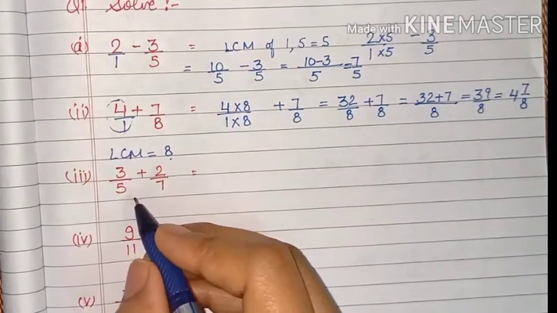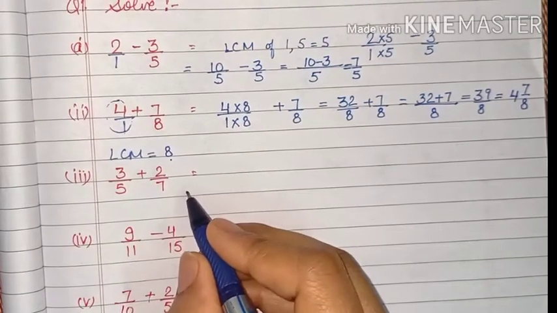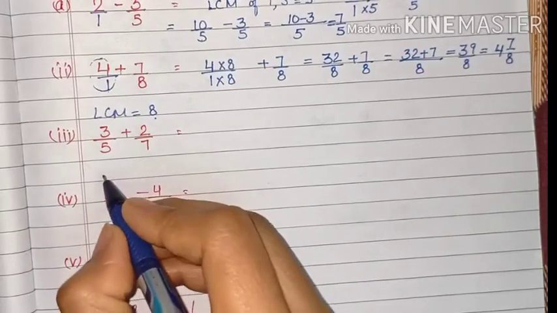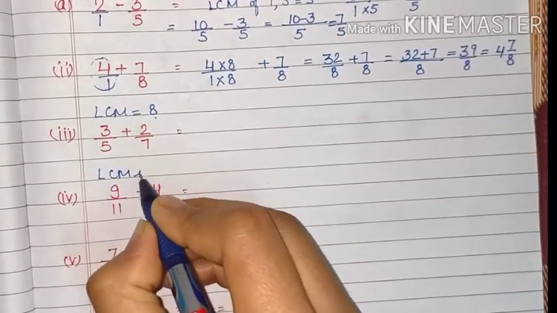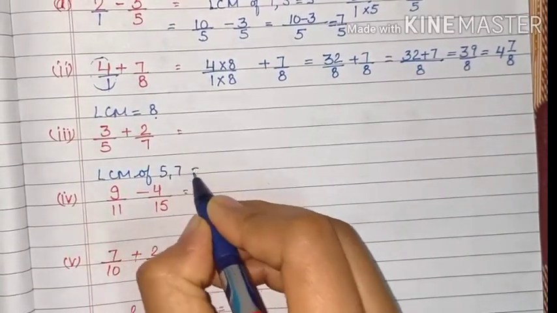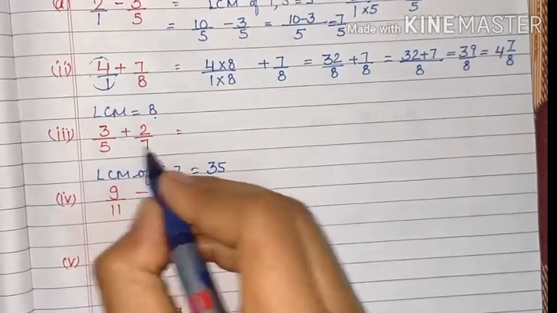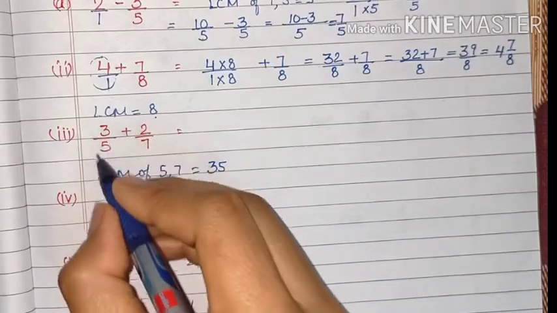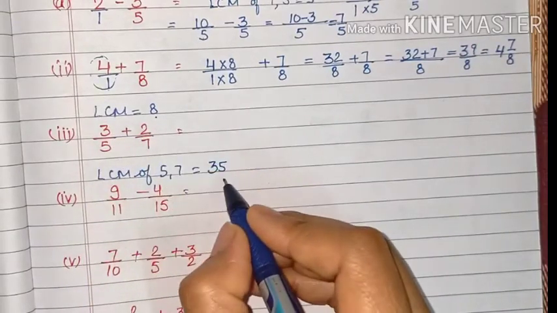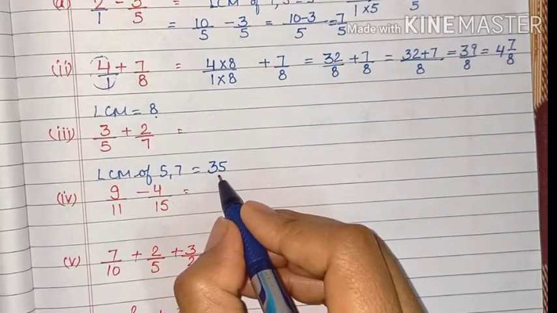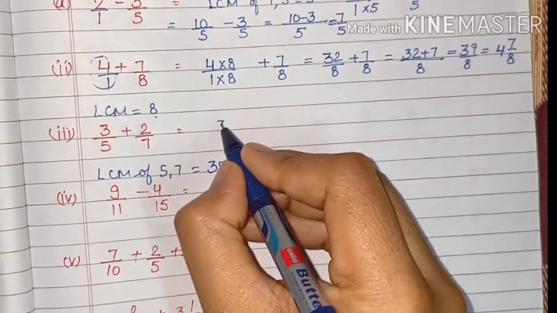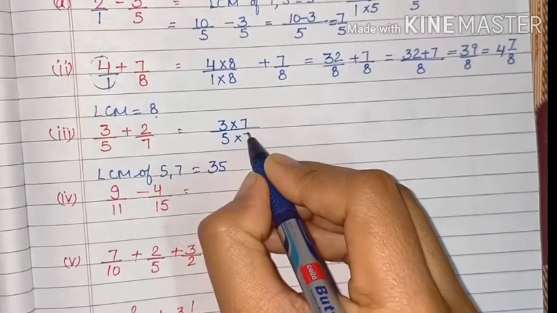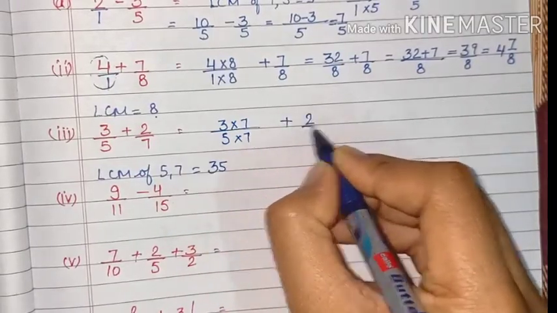Now let's see the third part. 3 by 5 plus 2 by 7. Here we have denominators 5 and 7. So first of all, the LCM of 5 and 7 will be 35. Both are prime numbers, so their product will be the LCM. Now we will make both fractions equivalent to fractions with the denominator 35. So for that we will multiply 3 by 5 with 7 and 2 by 7 with 5.